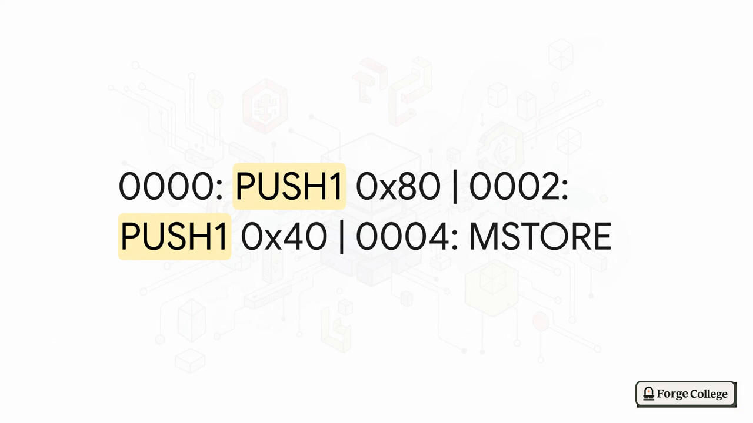Byte 0000 is push 1 0x80. Notice the next instruction isn't at 0001, it's at 0002. That's push 1 0x40. And at 0004, we hit mstore. We have easily, unambiguously traced the instruction boundaries and computed the next program counter without ever needing to spin up a real EVM. We've literally conquered the raw bytes.